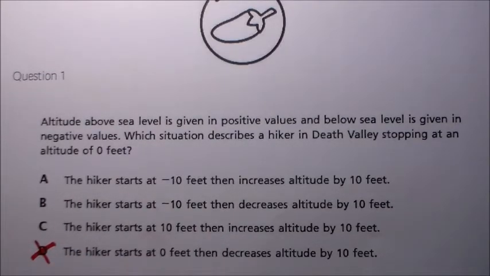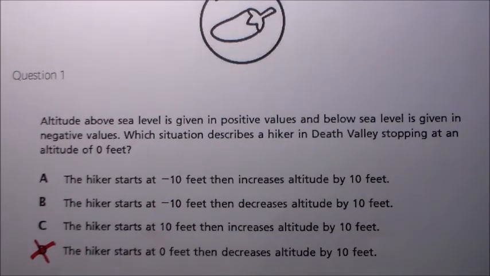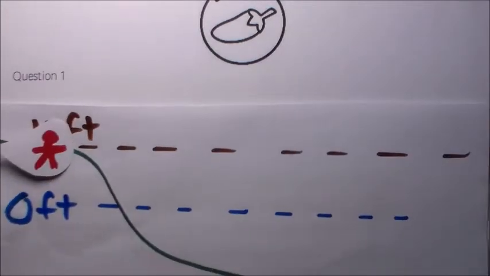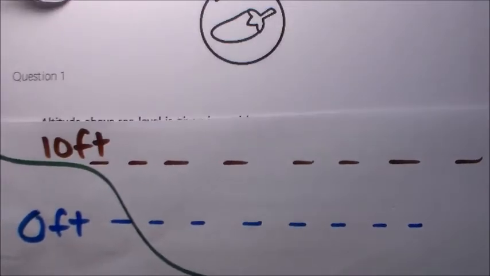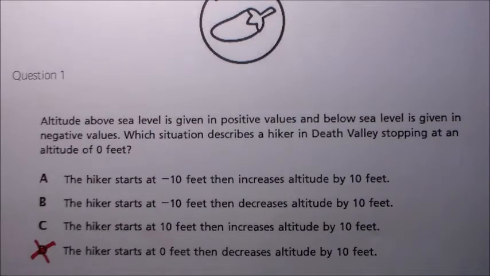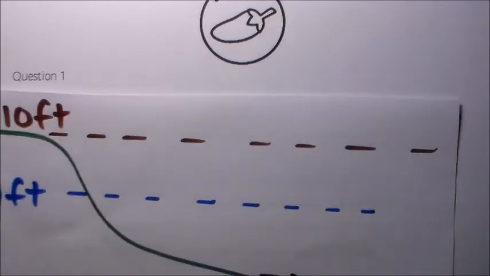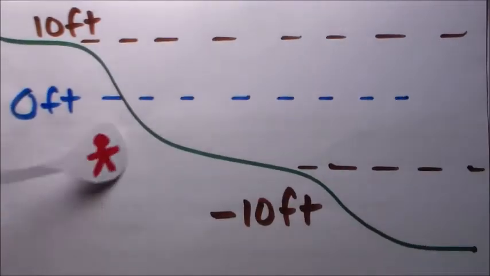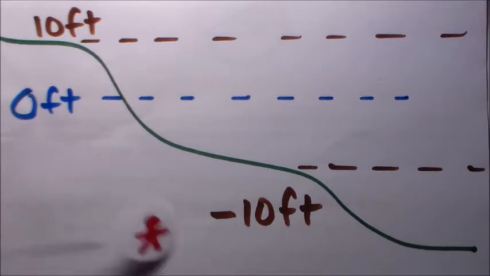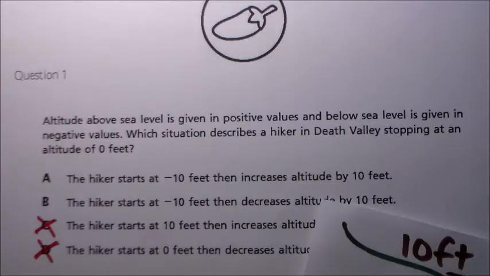You're out of there. C, the hiker starts at 10 feet, then increases altitude by 10 feet. So if she starts here and then increases her altitude, she's going to go up to 20. So that's not ending up at 0, so that's not right. B, the hiker starts at negative 10, then decreases her altitude by 10 feet. So you start at negative 10 and you go down. Well, that's not going to end up at 0, so that's no good.